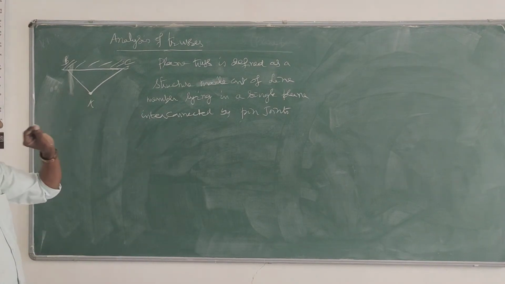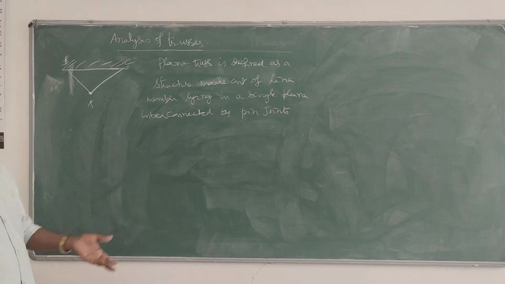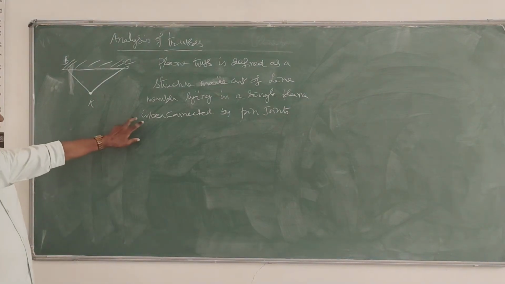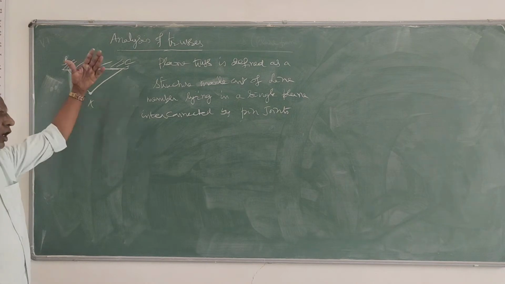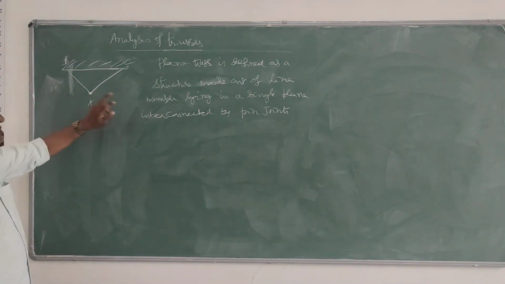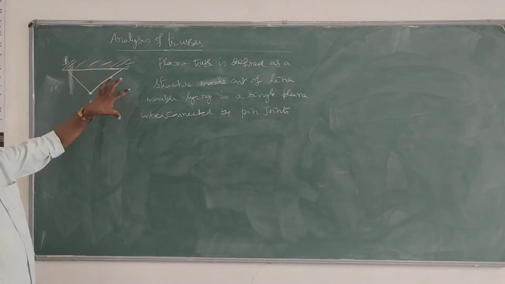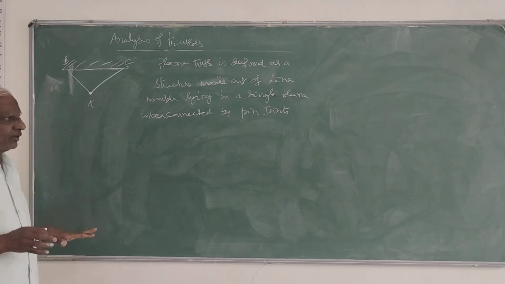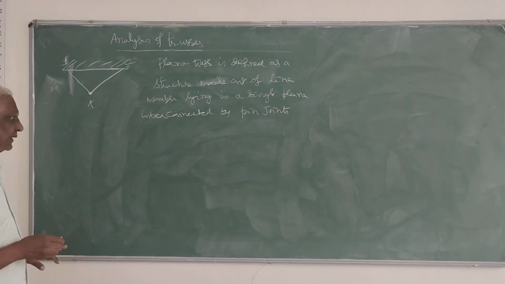Here it is only connected by pin joint, whereas in case of beams or frames it is rigidly connected, rigid joint, and all members lie in one plane. That is the plane of the structure. Here also we can do the analysis by just applying equations of equilibrium as I have already shown.